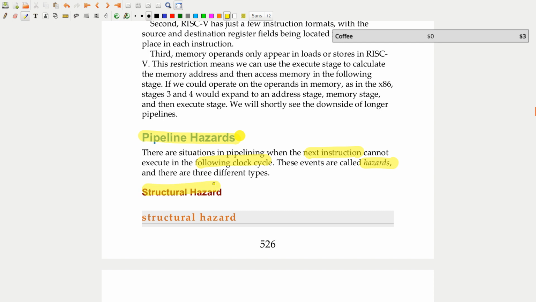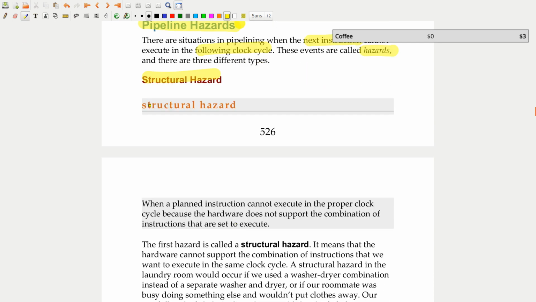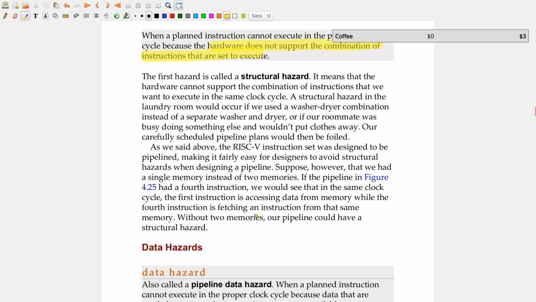So a structural hazard: when a planned instruction cannot execute in the proper clock cycle because the hardware does not support the combination of instructions that are set to execute. So let's see where we can find one here.